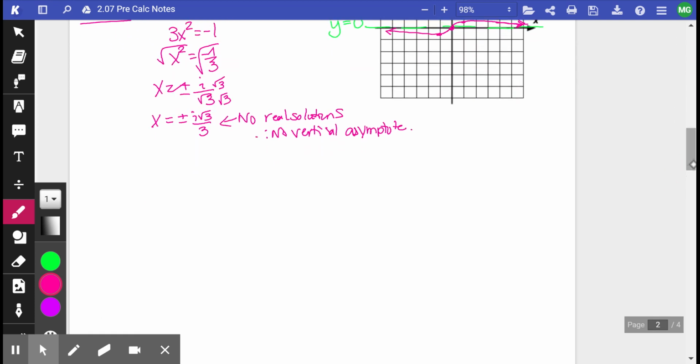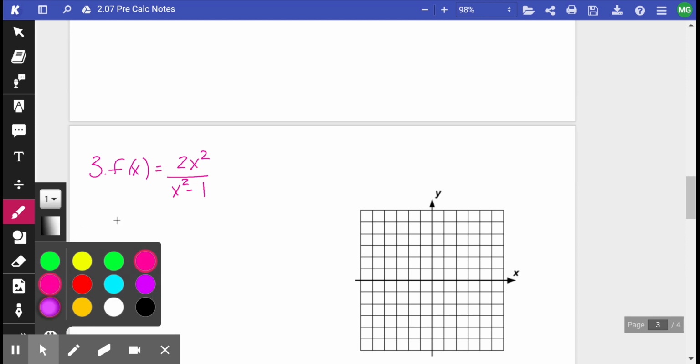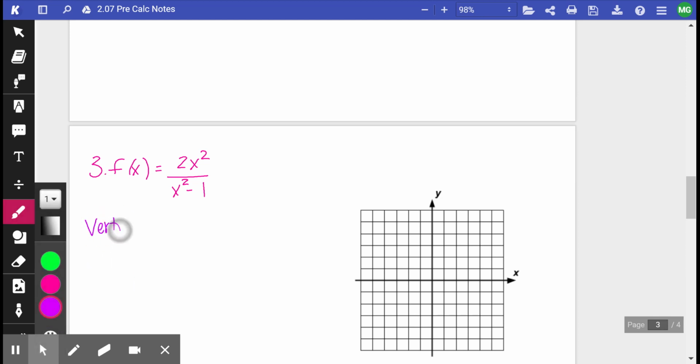All right, number 3. F of x equals 2x squared over x squared minus 1. Okay, so first I'm actually going to start with the vertical this time. I like to start with vertical. So for vertical, you're just going to take your denominator, whatever it is, the whole thing, and set it equal to 0. It's always what you're going to do for vertical asymptotes: denominator equal to 0.